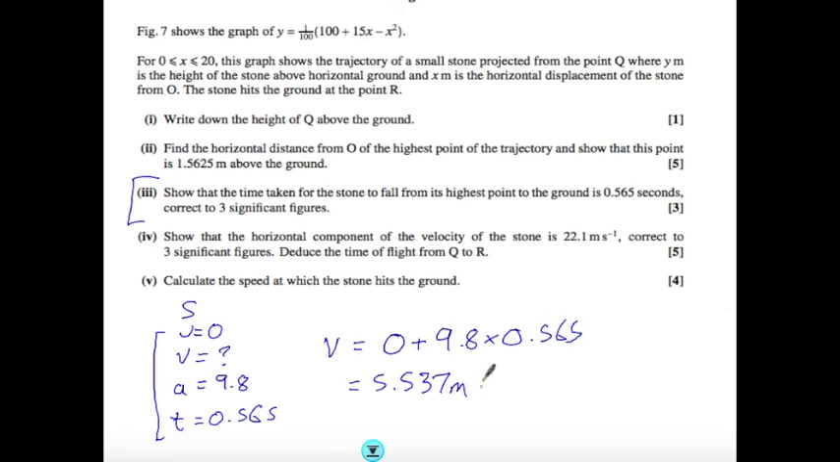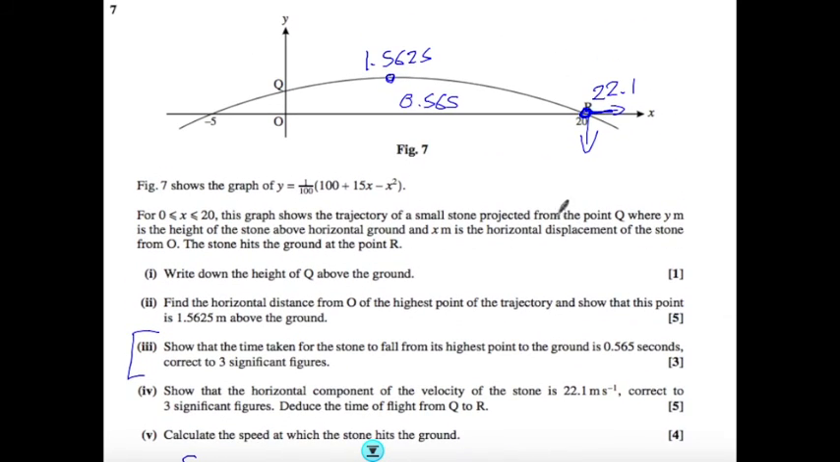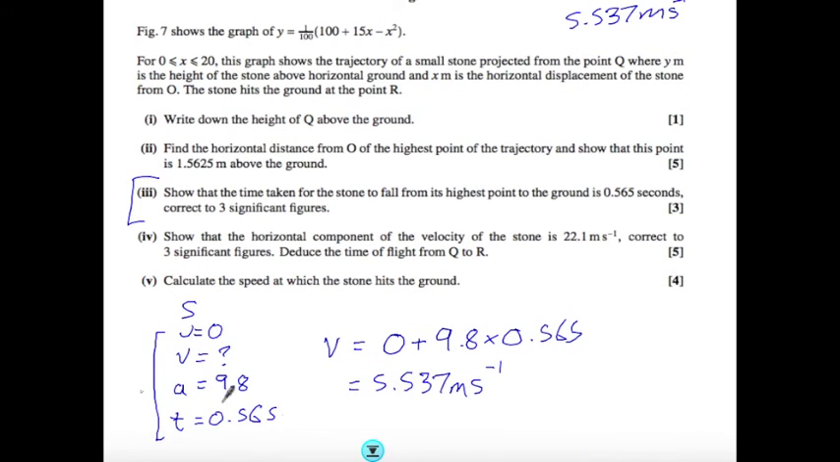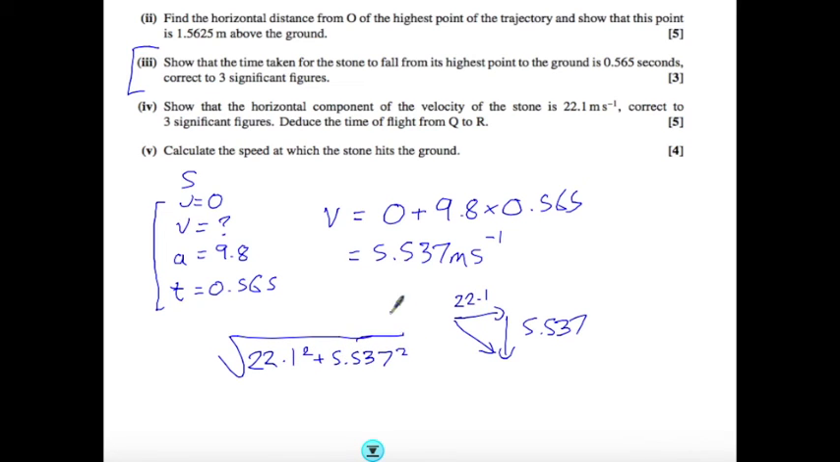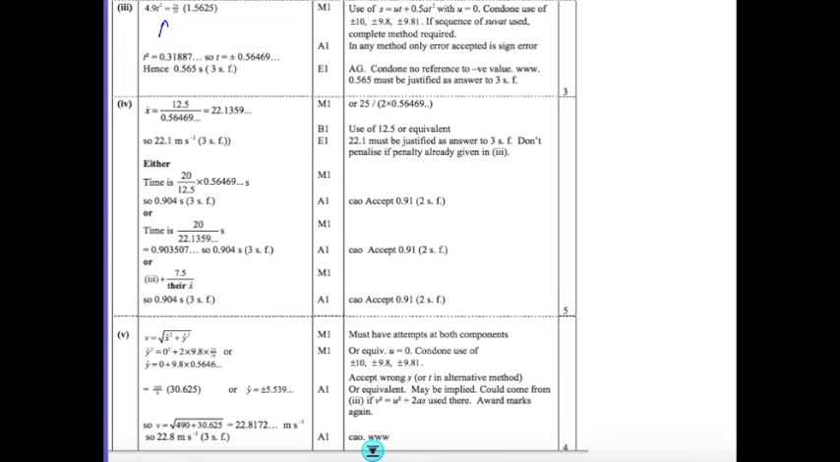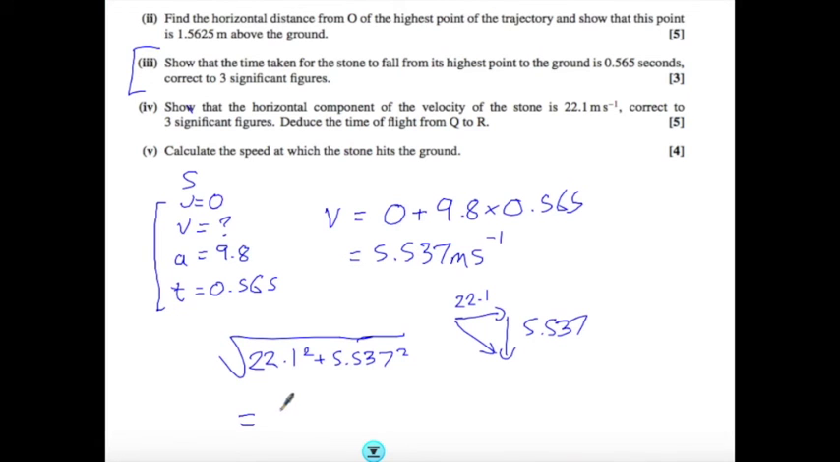So we know it's travelling downwards at 5.537 metres per second. Now, to work out the actual speed, we're going to have to use Pythagoras, just like we did where we worked out the magnitude of that force F. So it's going right 22.1, down 5.537. We're going to have to do the square root of 22.1 squared plus 5.537 squared, and through the magic of editing I can tell you that will give you 22.8 metres a second, to 3 significant figures.